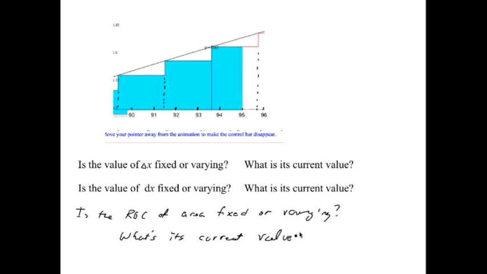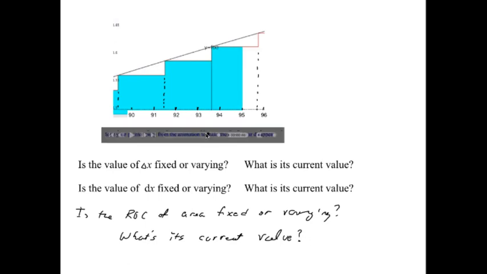Same thing. Is the rate of change of area, the rate of change of the accumulation of area, fixed or varying? And what's its current value? So answer that one too. Go.